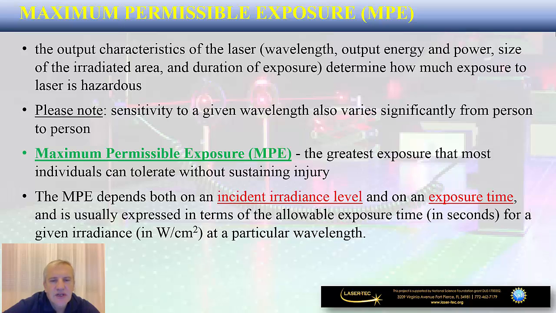The MPE is usually expressed in terms of allowable exposure time in seconds for a given irradiance. The unit that we are going to use is usually watts per centimeter squared at a particular wavelength. So when you are calculating the irradiance of a laser that you are going to operate, you would want to figure out the irradiance in watts per centimeter squared, because that's what you're going to be comparing to. You want to make sure that you're comparing apples to apples. In other words, you have to compare two numbers that are represented by the same unit.